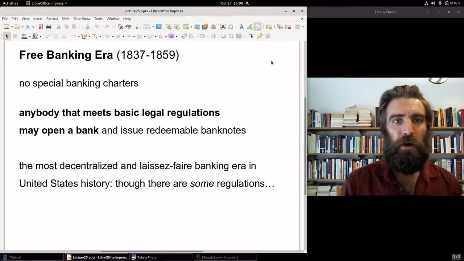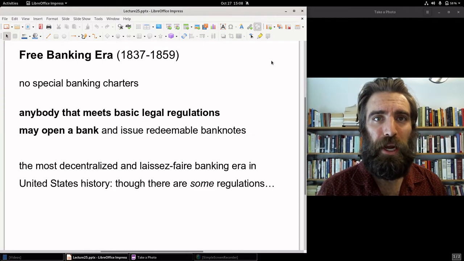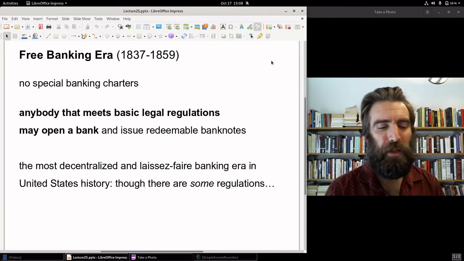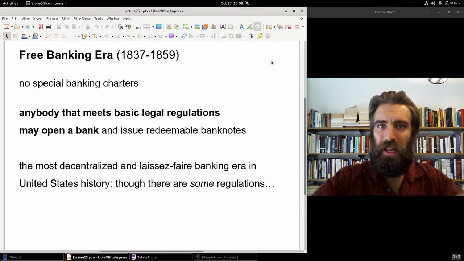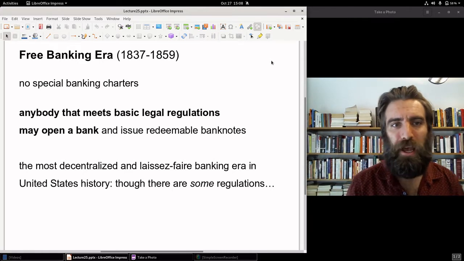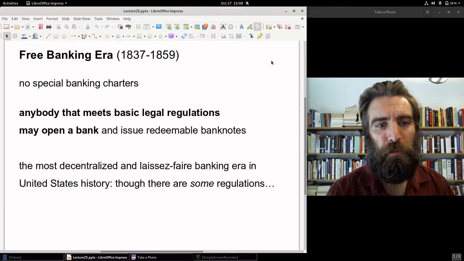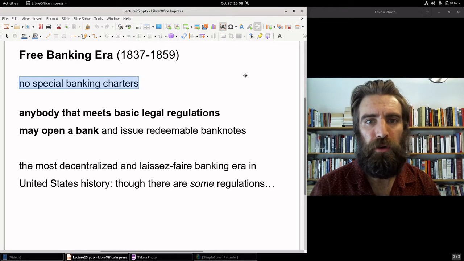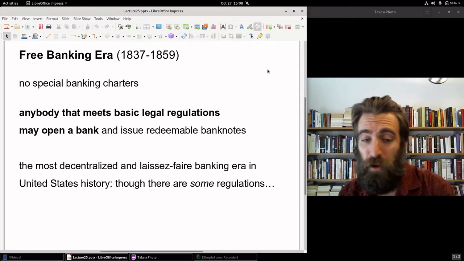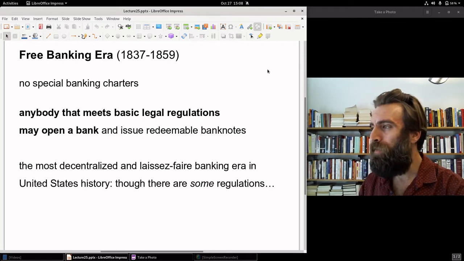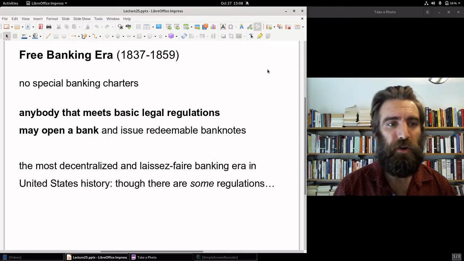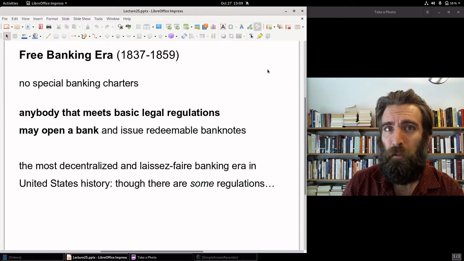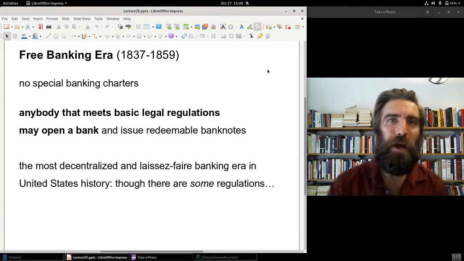New York was one of the first states to adopt free banking. They did so in 1837, or possibly 1838. New York adopted free banking, and then very quickly it spread throughout many states in the Union. Not every state, but most states, actually. And under free banking, there were no special banking charters. So prior to free banking, you had to maneuver within the state government and make different allies within the state legislature and try to basically lobby for a bank charter. And if you were lucky, if you knew the right people, maybe if you paid a little bribe here and there, you might be able to get a bank charter.